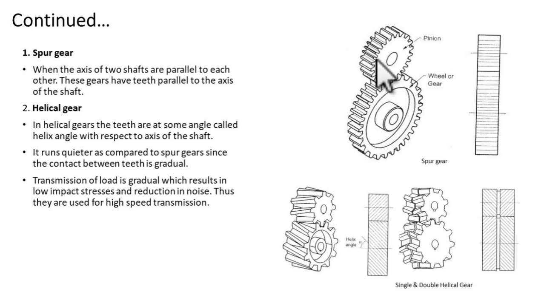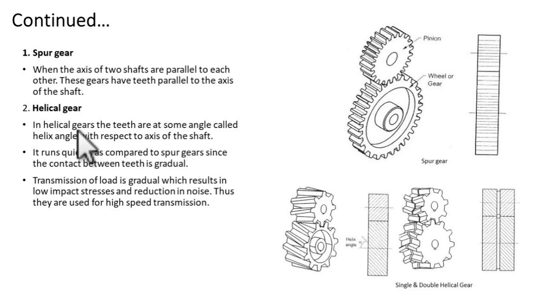The smaller one is called the pinion, and the bigger one is called the wheel. Now see, the pinion has this shaft, and the wheel has this shaft. You can see the shafts are parallel. So this spur gear comes under parallel shaft gears.